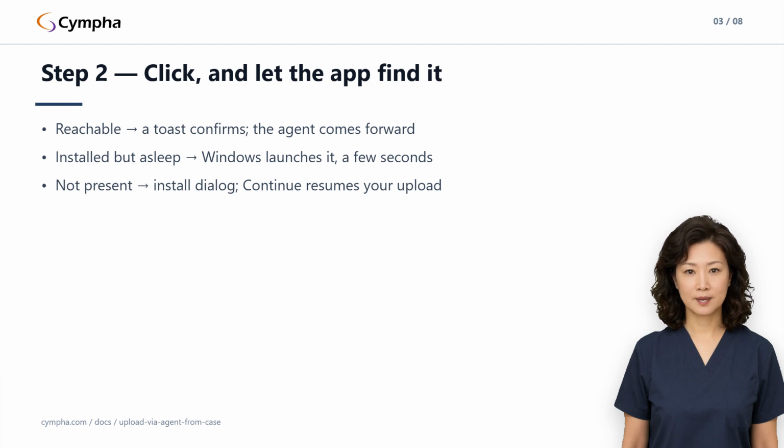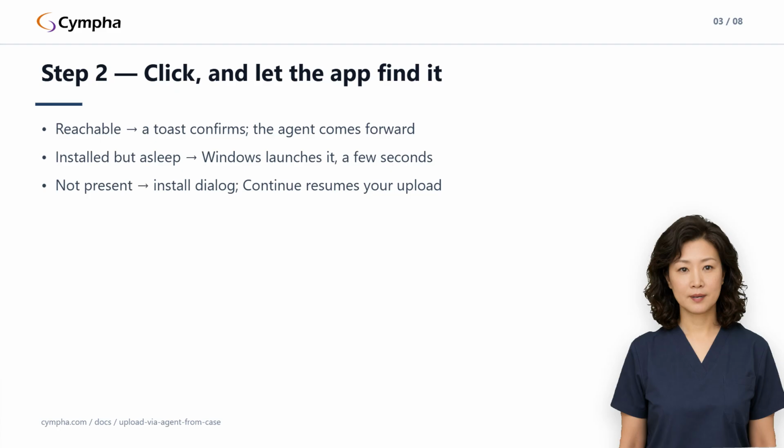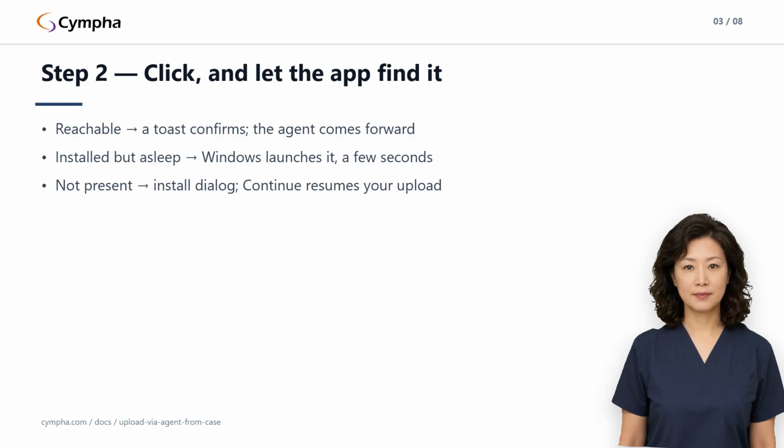And if the agent genuinely isn't present, an install dialog opens. Here's the touch worth knowing. Follow the install instructions, start the Tray app, then press continue in that dialog. Your upload resumes where it left off. You don't have to click Upload via Agent again.